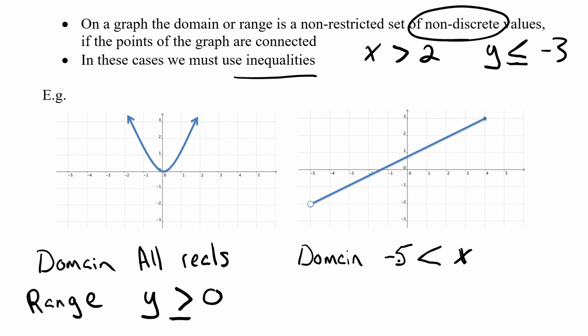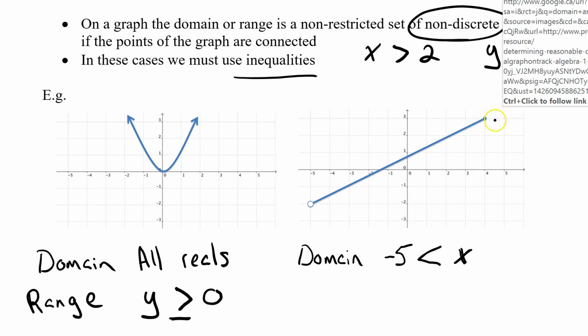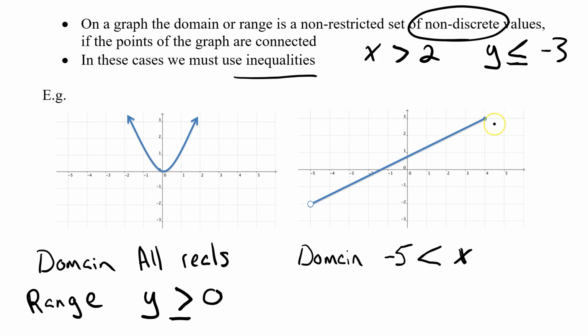And now let's look at my large end. Now it looks like it goes to 4. So x has to be smaller than 4. But could it be 4? Well, this little dot at the end here, it's filled in. So if it's filled in, yes, it could be 4, so I've got to put my equal sign as well. So my domain, x has to be greater than -5, but it has to be smaller or equal to 4.